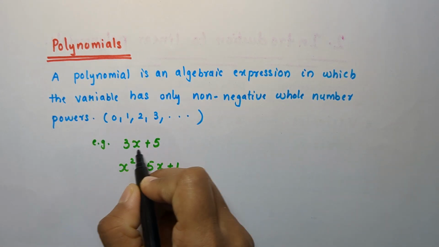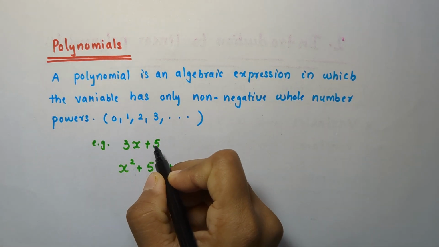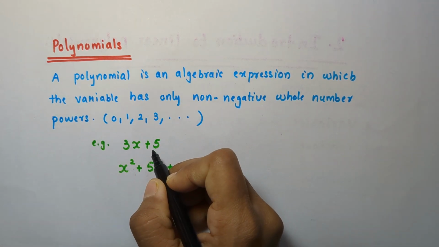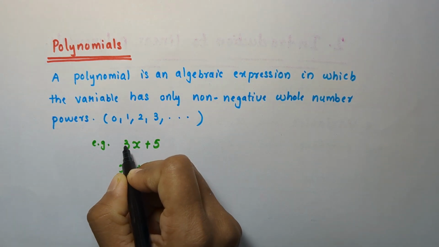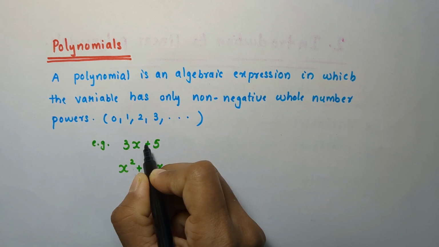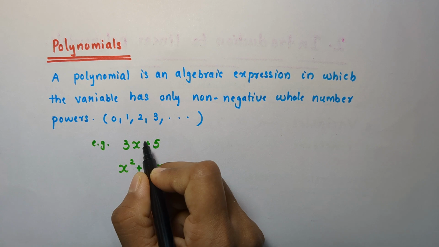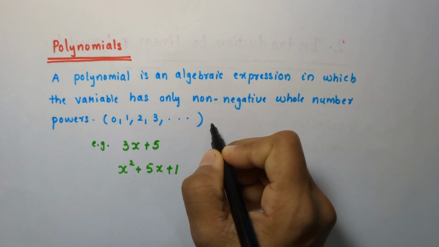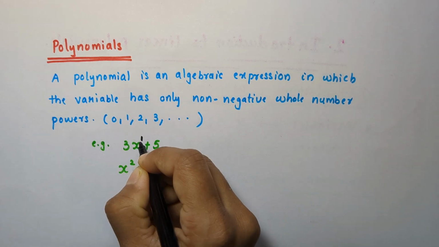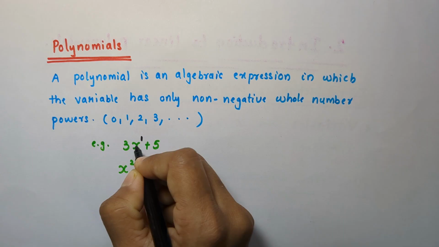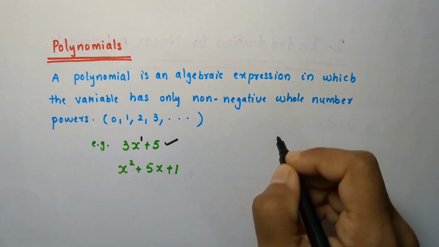For example, 3x plus 5 is an example of a polynomial. Because it is an algebraic expression, a combination of the variable x and the constants 5 and 3, connected by addition. And the variable has a non-negative whole number power here. Which is the variable here? x is the variable. What is its power? x means x raised to 1. So the power of the variable is 1, which is a non-negative whole number power. So this is an example of a polynomial.